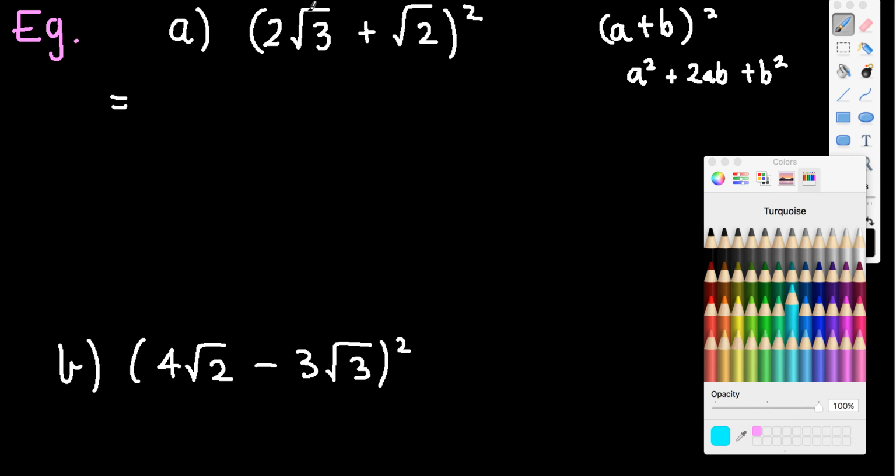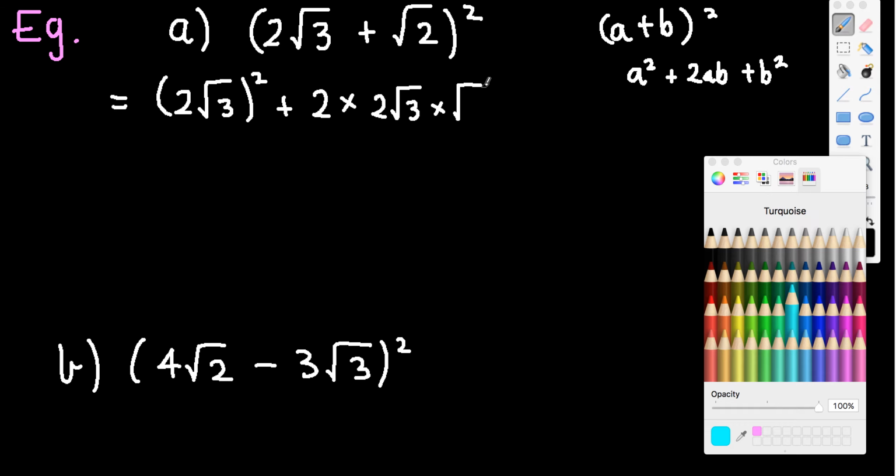I'm going to square this first term, so 2 root 3 all squared, plus 2 by the first term, my a term, 2 by a, by b, which is root 2, plus b squared, which is root 2 squared.